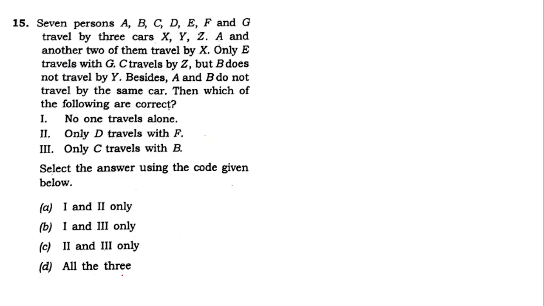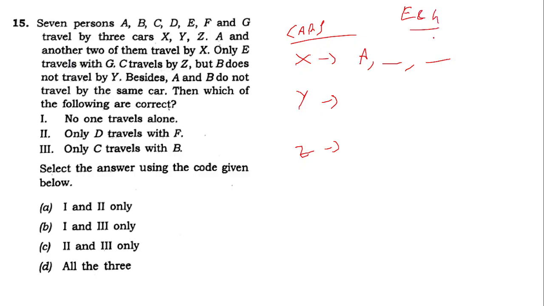Question number 15. Seven persons A, B, C, D, E, F, G travel by 3 cars. So we have, let us take one car X, another one Y, and third one Z. These are the cars. A and another two of them travel by X. So we have A and another two. So space is left for another two. Only E travels with G. So only E and G travel together, which means no other person can go. Okay. C travels by Z, but B does not travel by Y.